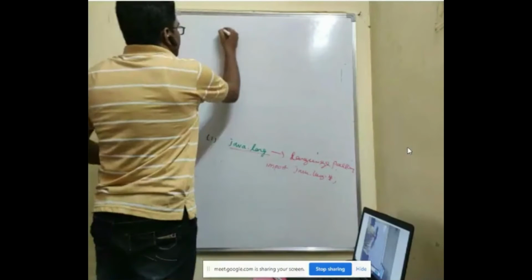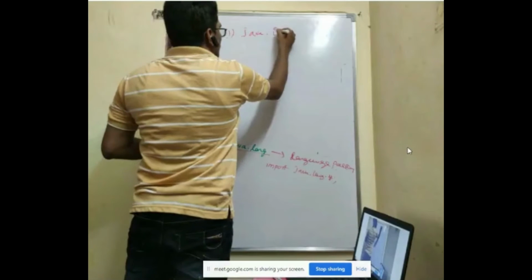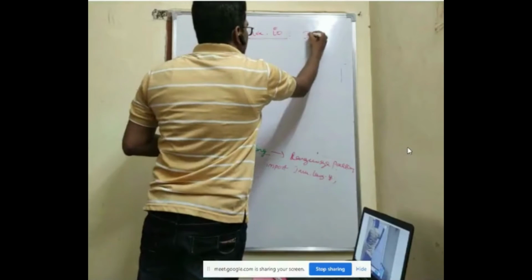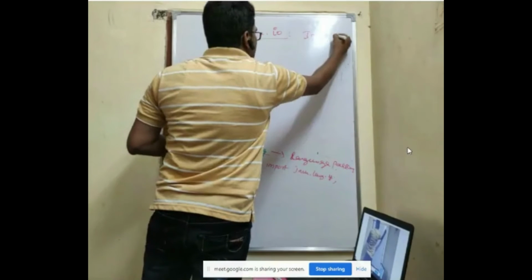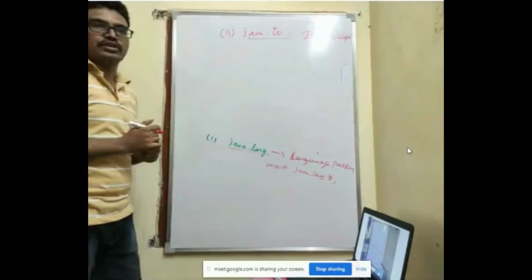So the second one is java.io. The package name is java.io. So you can understand what the purpose of it is. It is used for input output. IO stands for input output package.